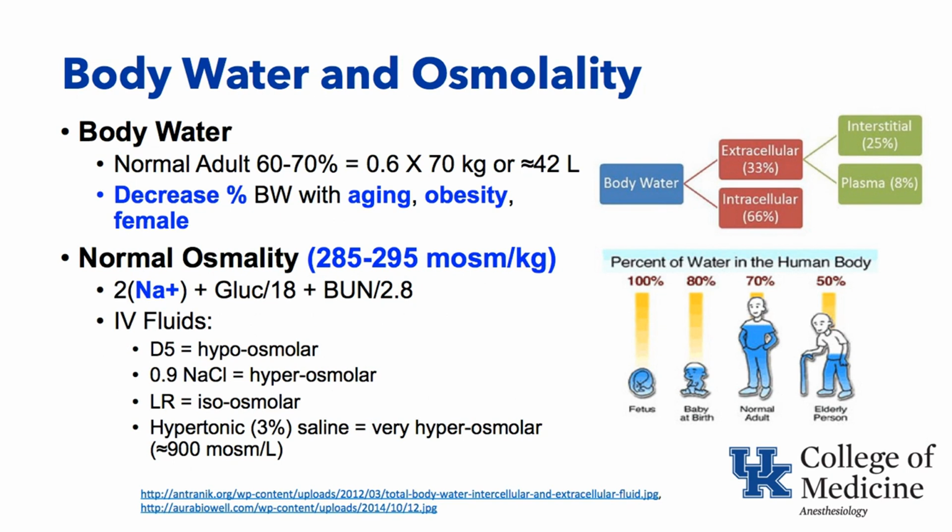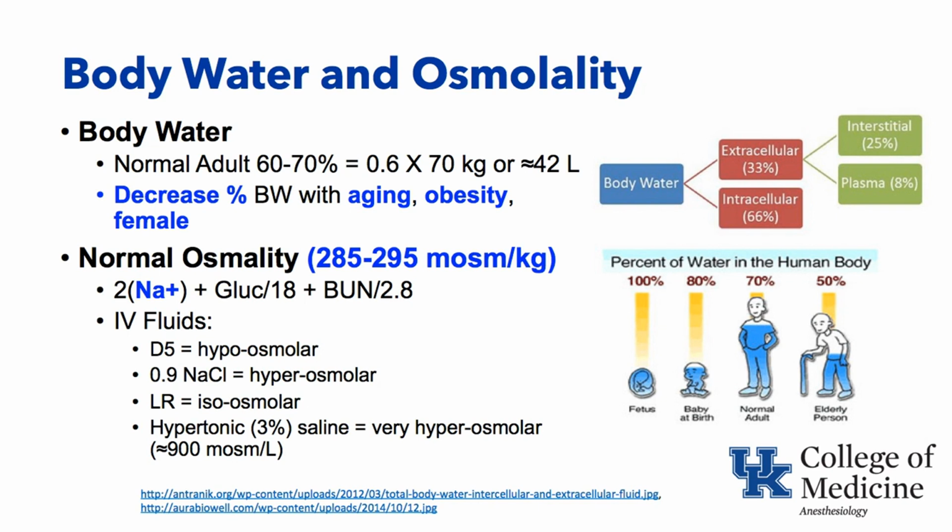Body water and osmolality. How much of a normal adult is body water? Well, about 60%. So 60% of a 70 kilogram person is about 42 liters of water. The graphic on the far right shows body water going into the extracellular space, about a third, while intracellular is two-thirds. So most of the body water is in the intracellular space. If we take the extracellular space, interstitial and plasma, you can see that the plasma space is only about 8% of where body water goes.